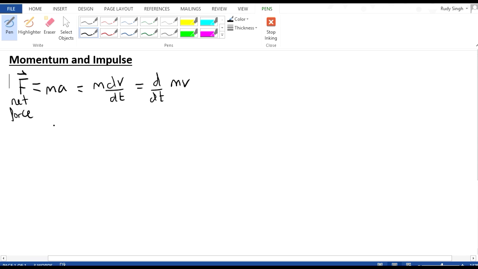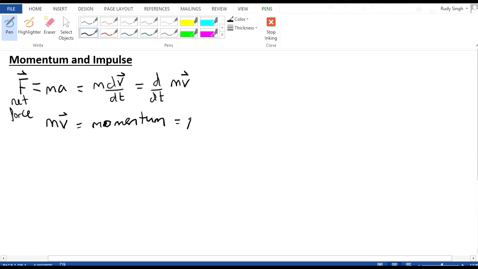And the reason we do that is m times v has a special name in physics. We call m times v the momentum. So m times v is the momentum. And so the force can be considered the rate of change of the momentum. That's what force can be considered, rate of change of momentum.